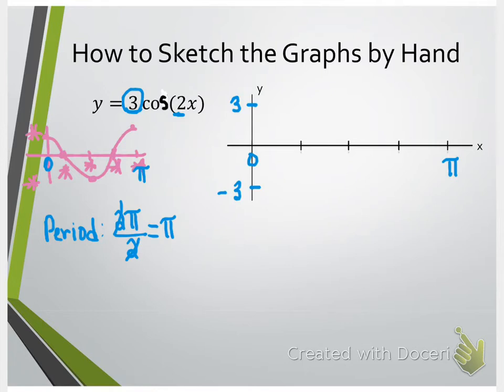Easiest way to do it is to take pi and divide it by 2. Pi divided by 2 is pi over 2, like it's the middle one. Now get this one. Take pi over 2, divide it by 2. That's what? Pi over 2 times 1/2. That's pi over 4.